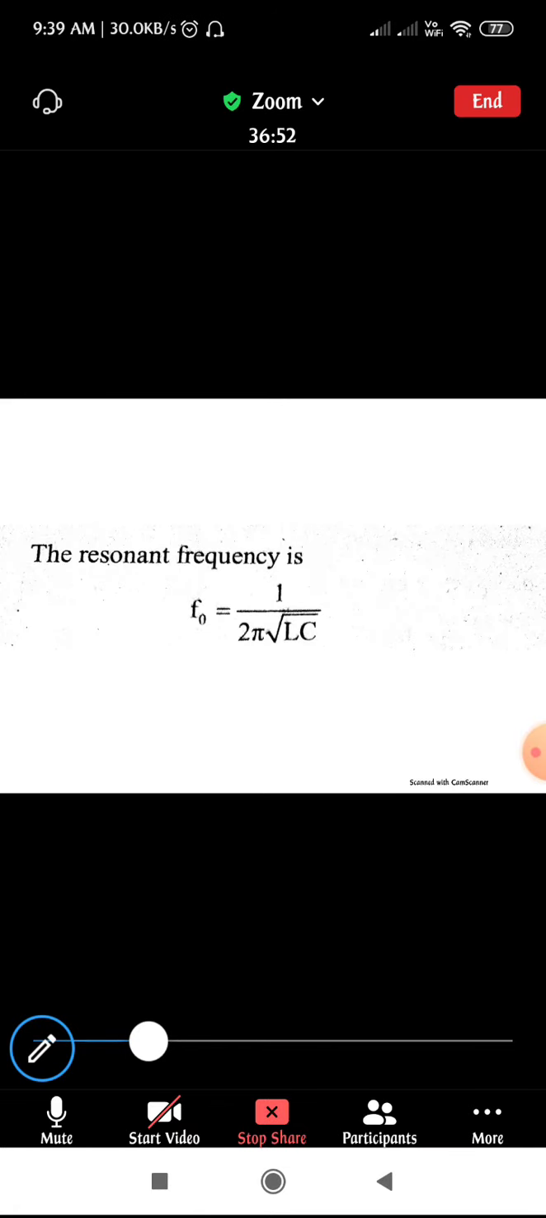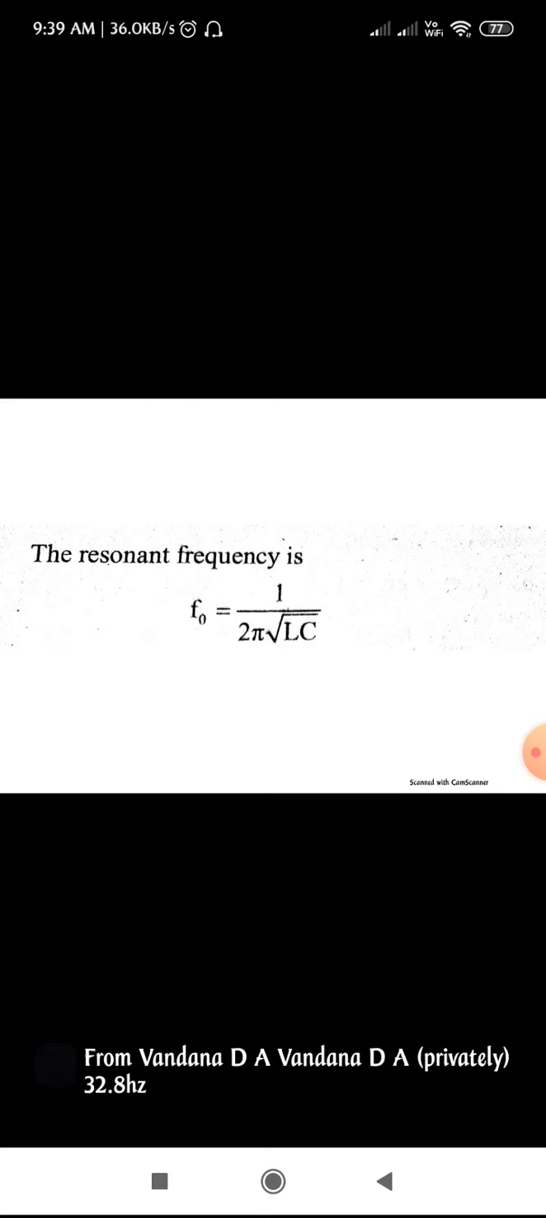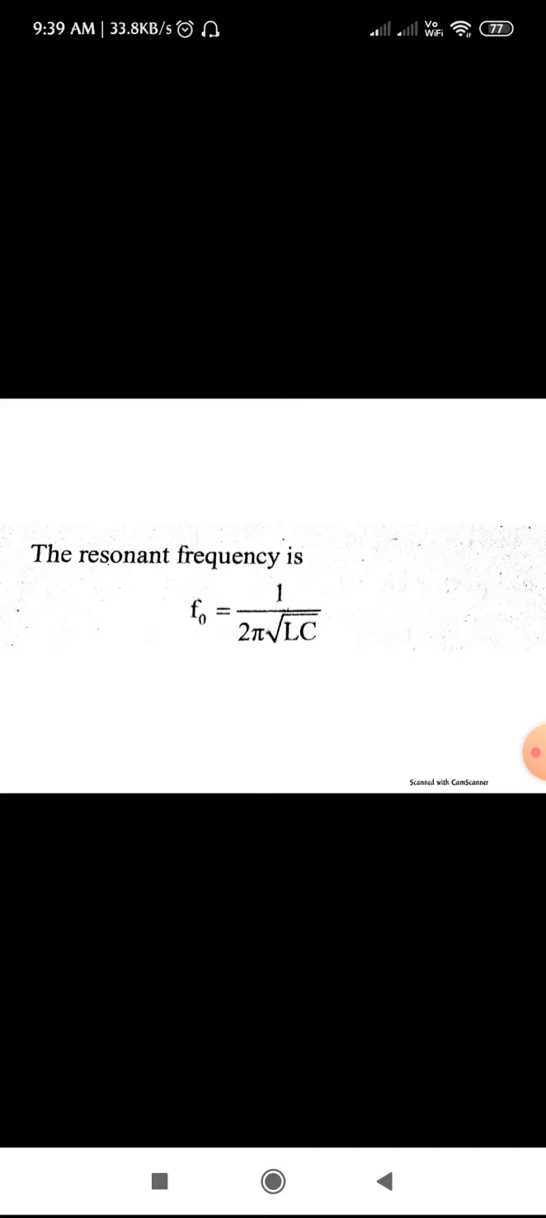Okay, so this is the formula you are going to use. The resonant frequency f naught is equal to 1 divided by 2 pi square root LC. They have given the value of L and the value of C. Just you need to calculate. If you calculate the value of this, you are going to get the answer as 31.85 hertz. So this is the answer for sub question A.